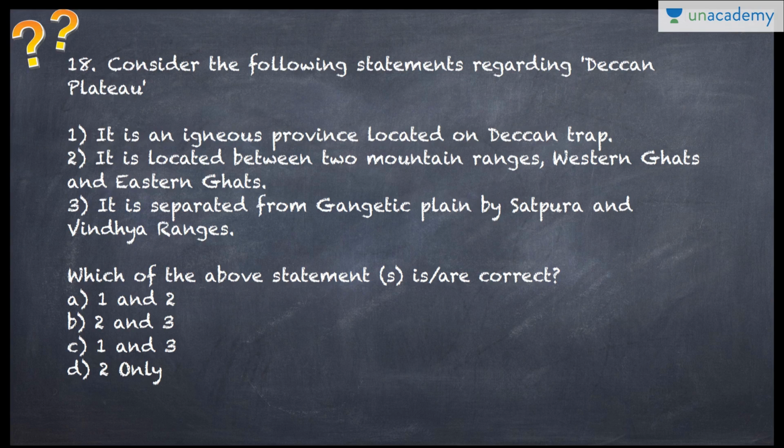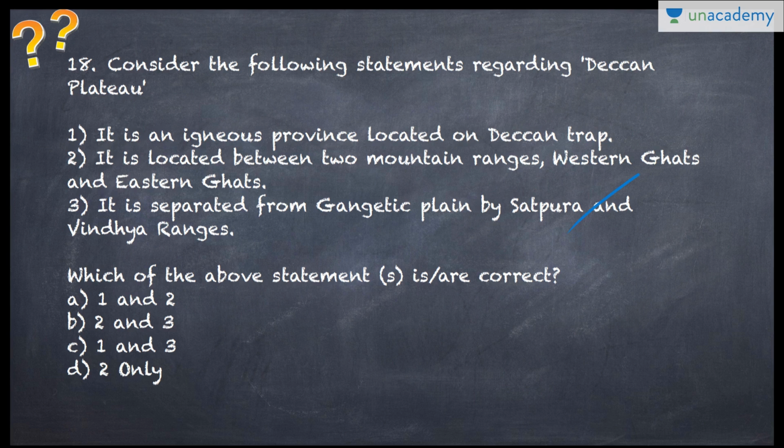So basically, question number 18 talks about certain characteristics of the Deccan Plateau. Now there are three statements given. The first one is: it is an igneous province located on Deccan Trap. Not quite sure, so let's keep it there. It is located between two mountain ranges, that is the Eastern Ghats and Western Ghats. That is exactly right. And it's also separated from the Gangetic Doab by the Satpuras and Vindhyas, which is also right. So 2 and 3 are right.